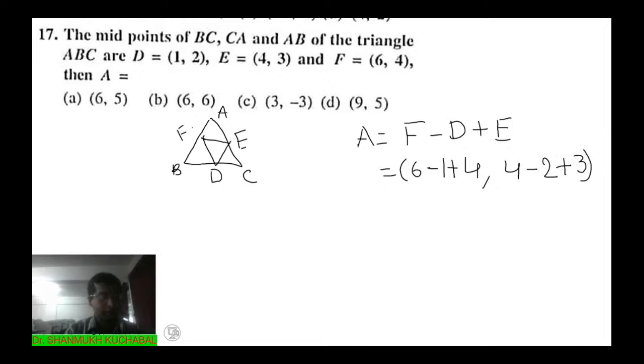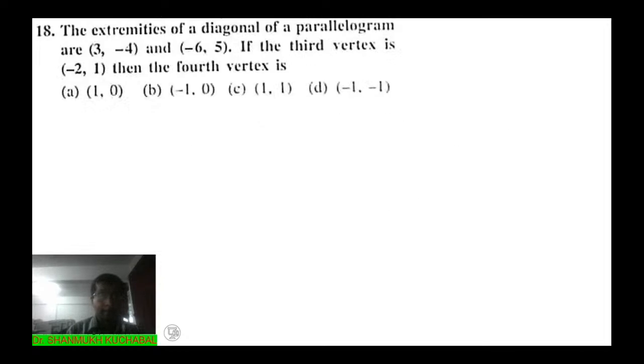Okay, if you simplify this, we get 9 and we get a 5 over here. Therefore the right option is D, 9 comma 5. Like this we have to calculate the coordinates of A.